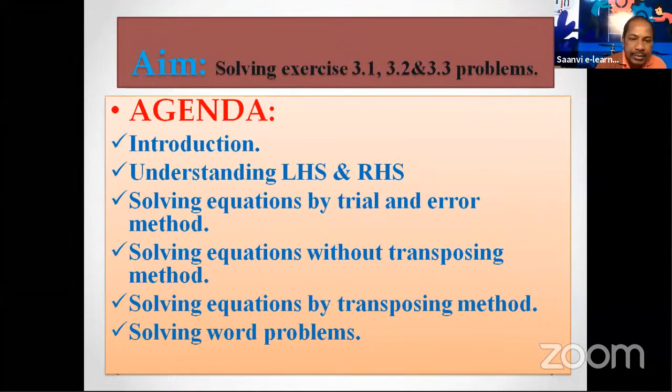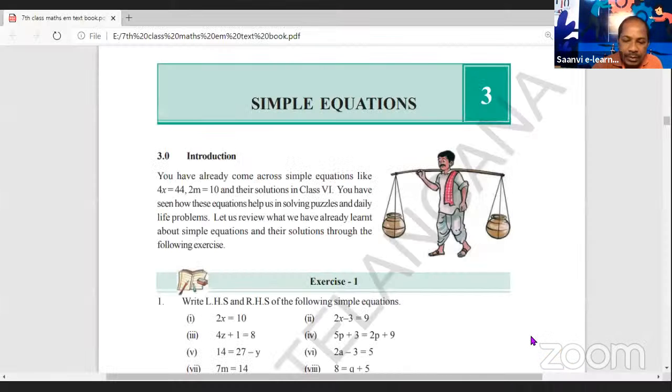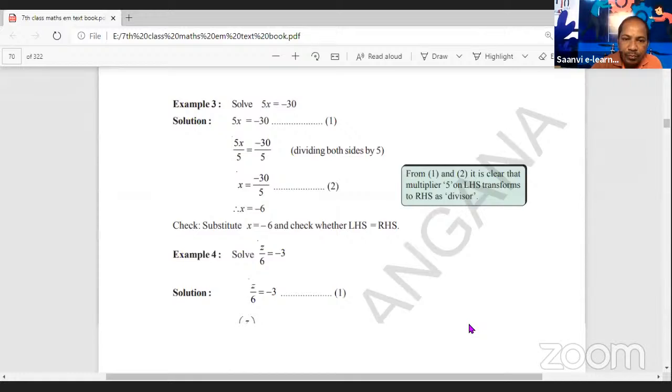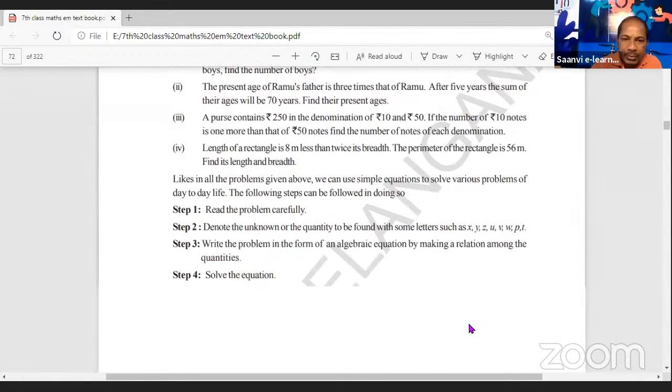In previous classes, we discussed the introduction, understanding LHS and RHS, solving equations by trial and error method, and in the previous class, solving equations without transposing method. Today we are going to discuss solving equations by transposing method. Yesterday we discussed solving equations without transposing method. So now exercise 2, solving equations by transposing method.